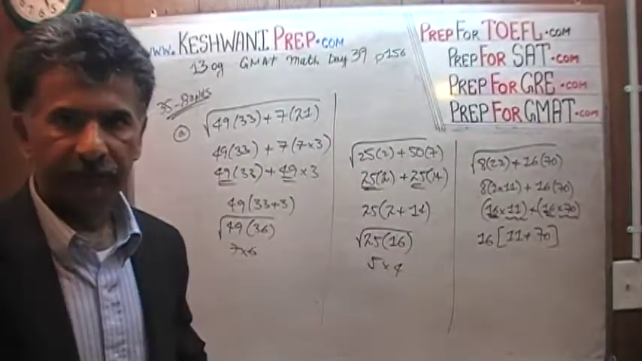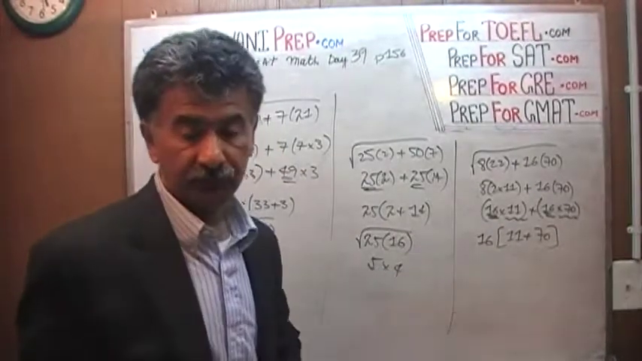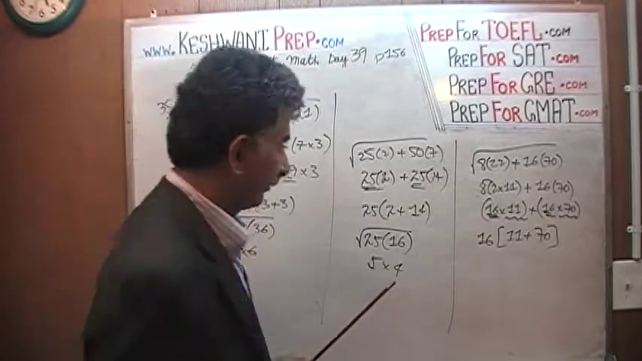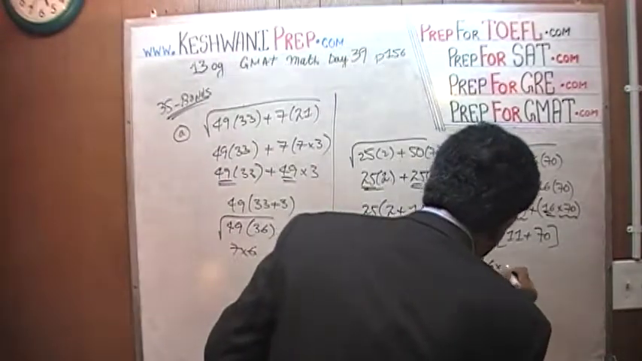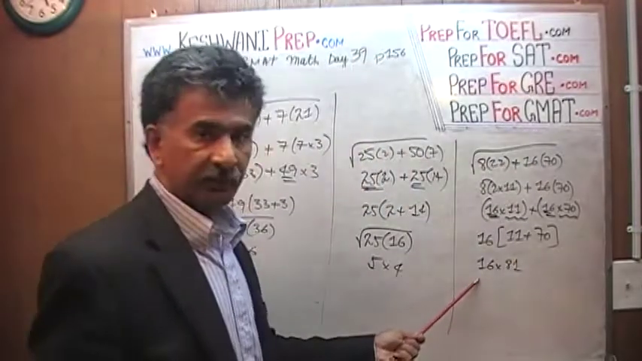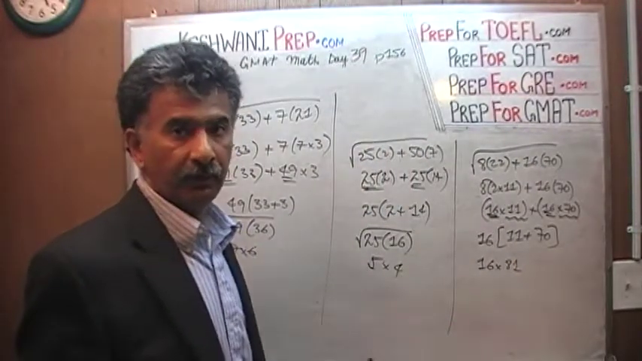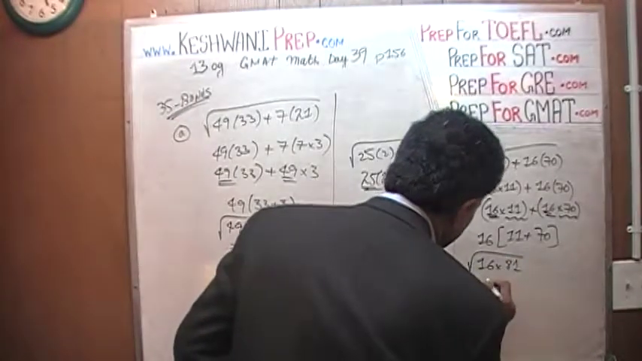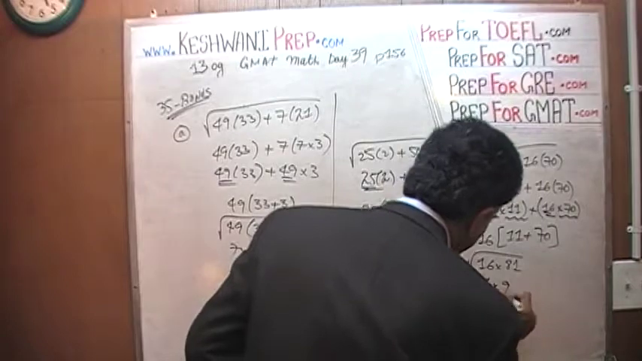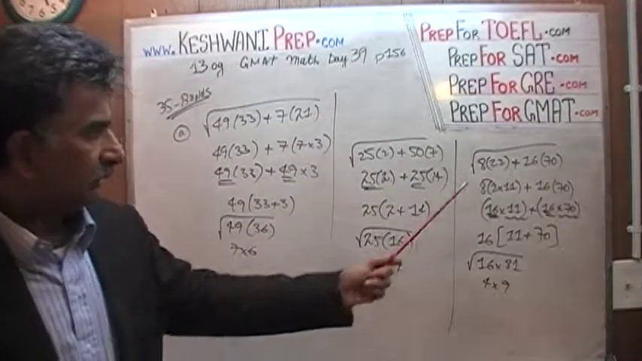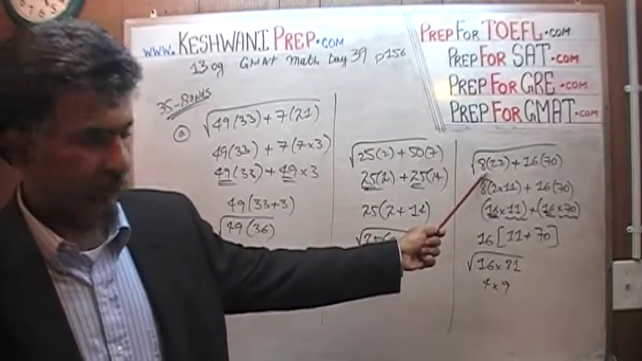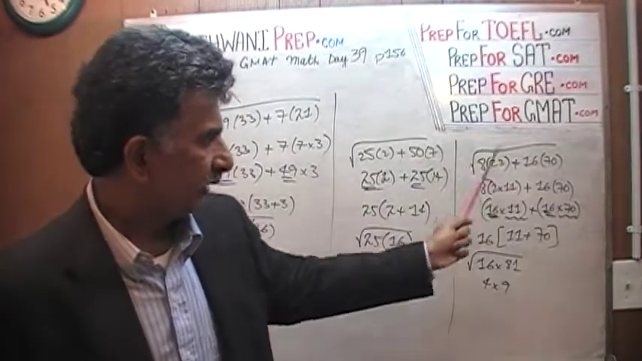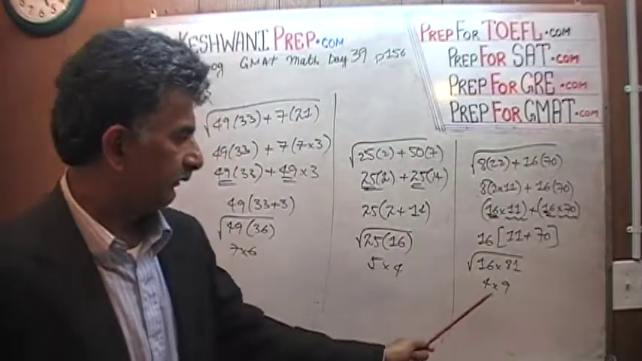And of course 11 plus 70 is 81, which is just as well because we need a perfect square. 81 is a perfect square. So 16 times 81. And since 16 is a perfect square, 81 is a perfect square, we arrive at our destination. Now we can take the square root. It's very simple. Square root of 16 is 4 times 9. The answer is 36. So the square root of this quantity turns out to be 36. 8 times 22 plus 16 times 20, whole square root of the whole quantity is 36.